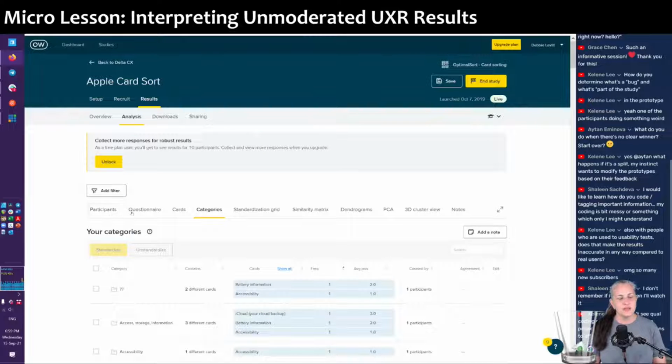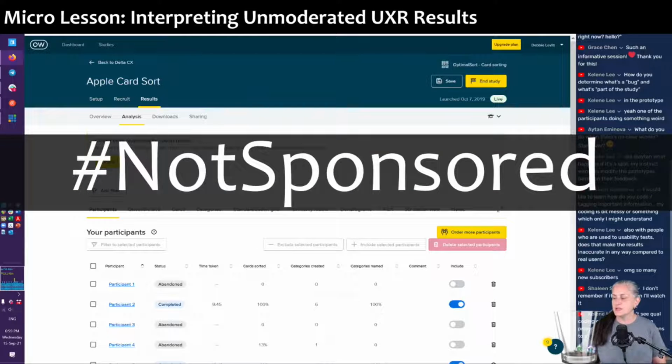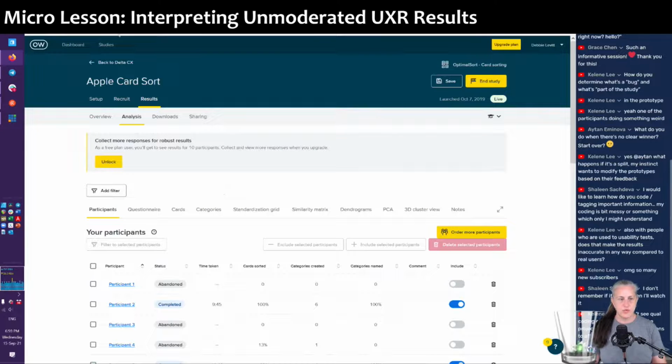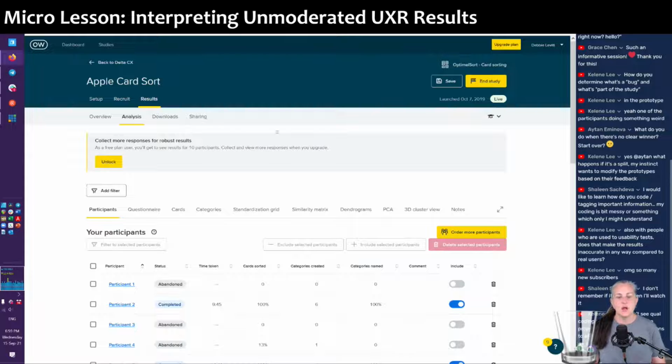Now I'll show you the types of results that I get from Optimal Workshop. Again, hashtag not sponsored. You don't have to use Optimal Workshop. Of course, UX Tweak does it. Lots of people do card sorts. You can do this however you want.